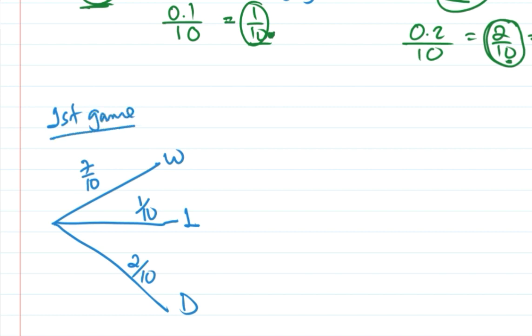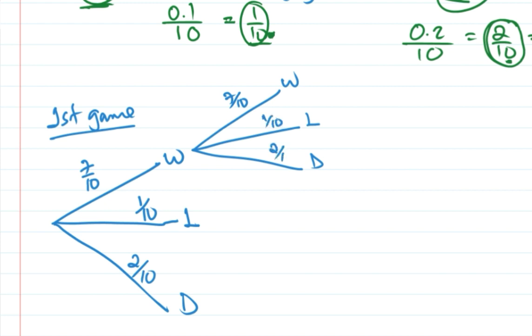From each of these, we go to the second game. In the second game, from winning we again have winning, losing and drawing, and likewise from losing and from drawing. We write the same chances again: 7 over 10, 1 over 10 and 2 over 10.